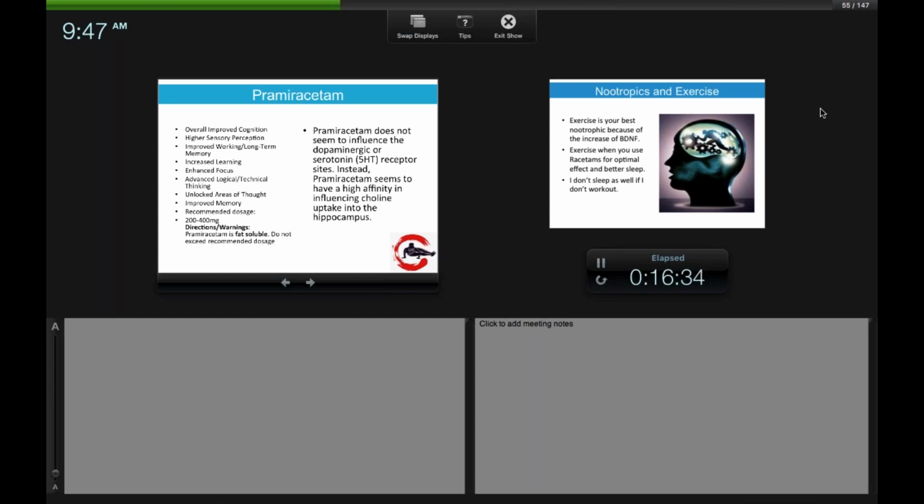This one's 200 to 400 milligrams. Higher sensory perception. I notice that when I mountain bike, if I take pramiracetam or if I'm doing a workout, I feel more confident in my dexterity. I feel more confident in my balance. It improves working long-term and short-term memory. Increases learning, enhanced focus, advanced logical and technical thinking. Unlocked areas of thought, it improves memory.